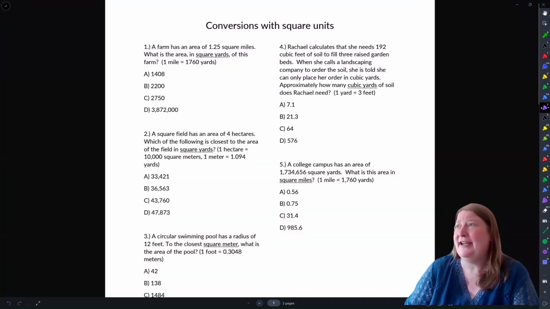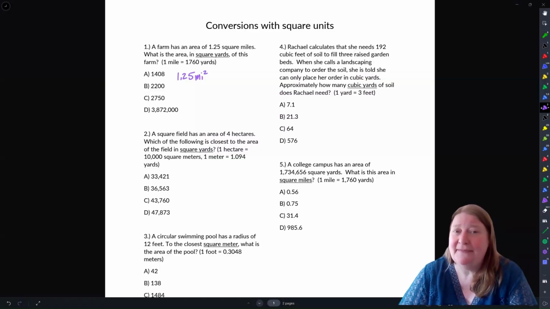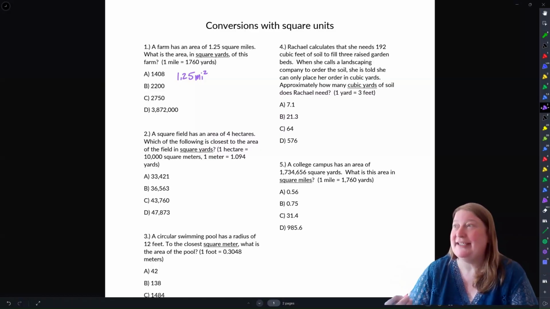The farm has an area of 1.25 square miles, 1.25 miles squared. Be careful, that is not the same as miles. Squared miles and miles are different units, although they are related to each other, of course. I want to convert that to square yards.